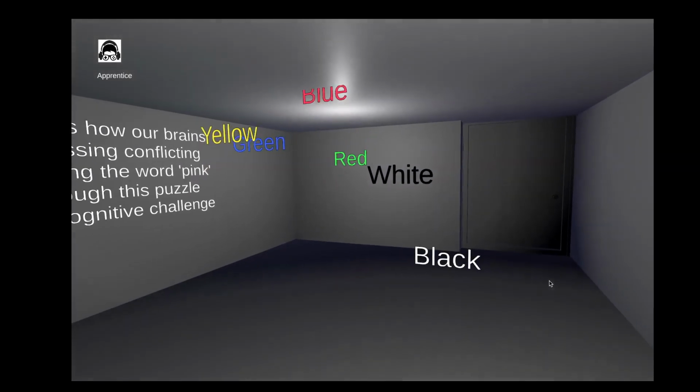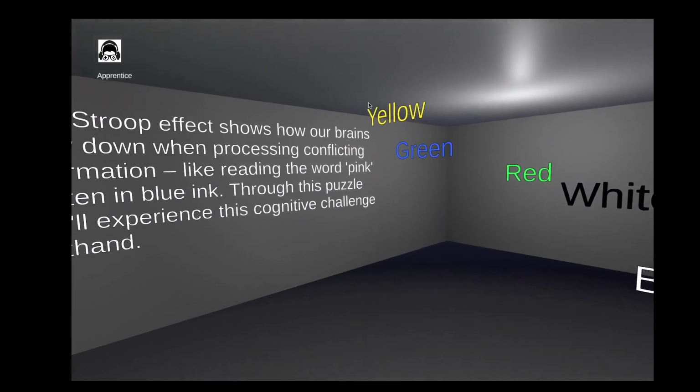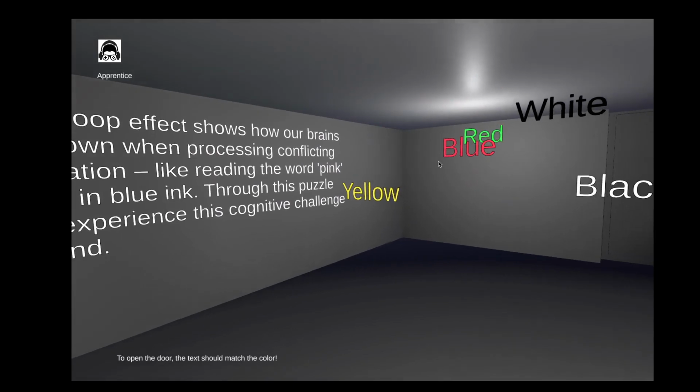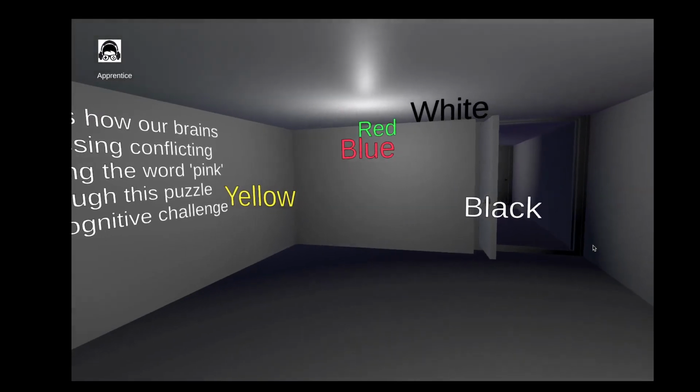And here you need to select a text that has a matching color. I'm going to select yes, to open the door, the text should match the color. Yellow. Should match the color. Yes. The door is open.